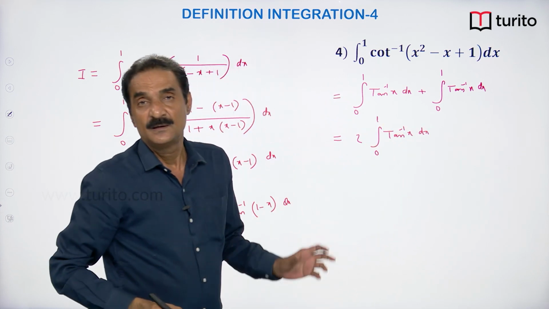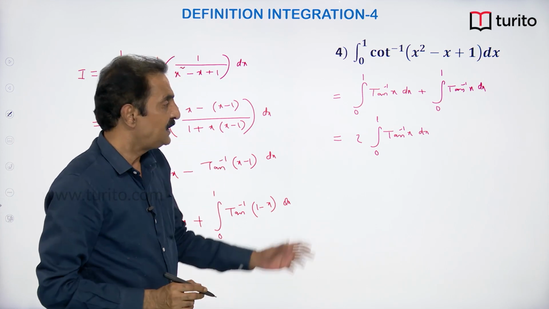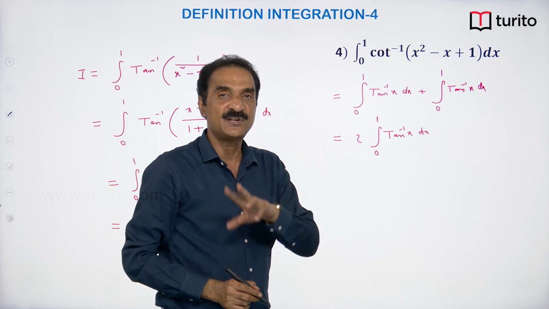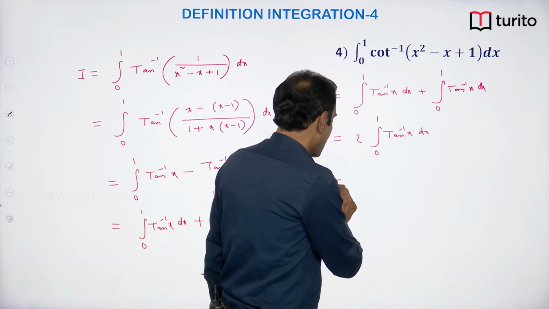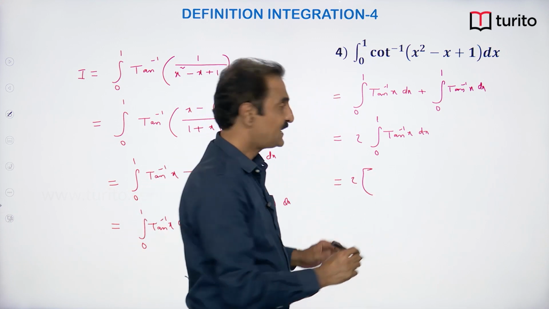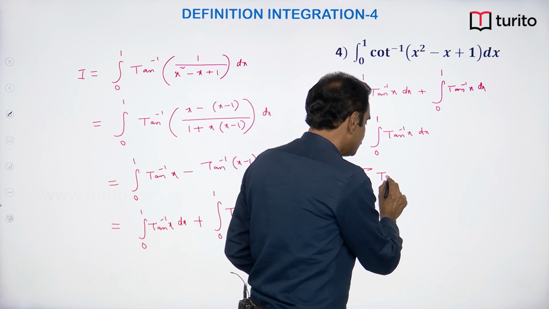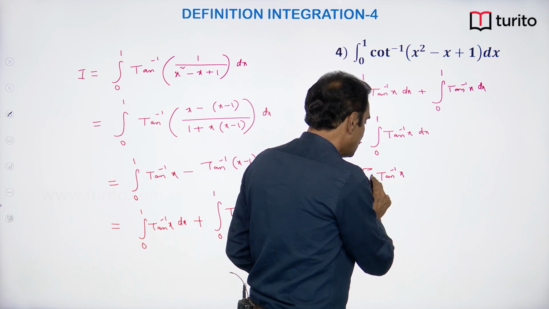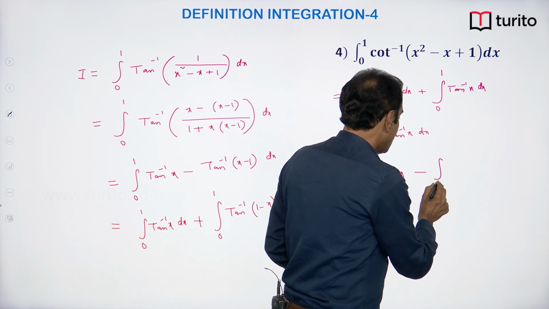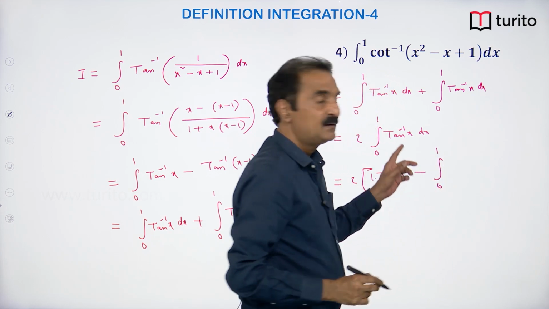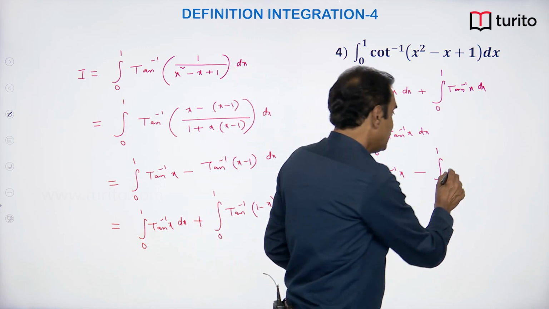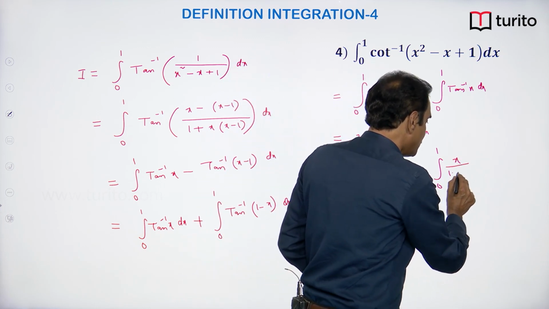Okay. Now integrate by parts. First function is tan inverse x, second function is 1. So it will be 2 into tan inverse x into 1 minus integral 0 to 1 derivative of the first function into integral of the second, which will be x by 1 plus x square.